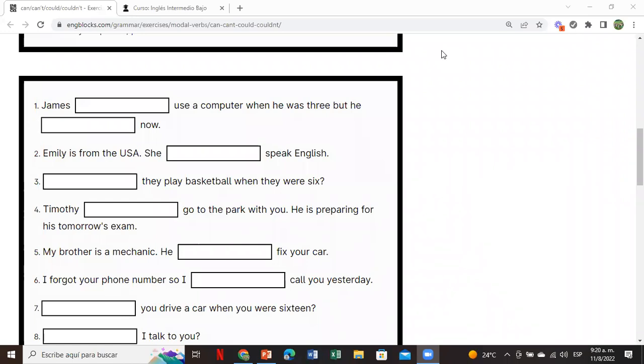Ay, si no entendía por qué me daba así error. Es que la oración es, por ejemplo, James no podía utilizar una computadora cuando tenía 3 años, pero ahora sí puede.